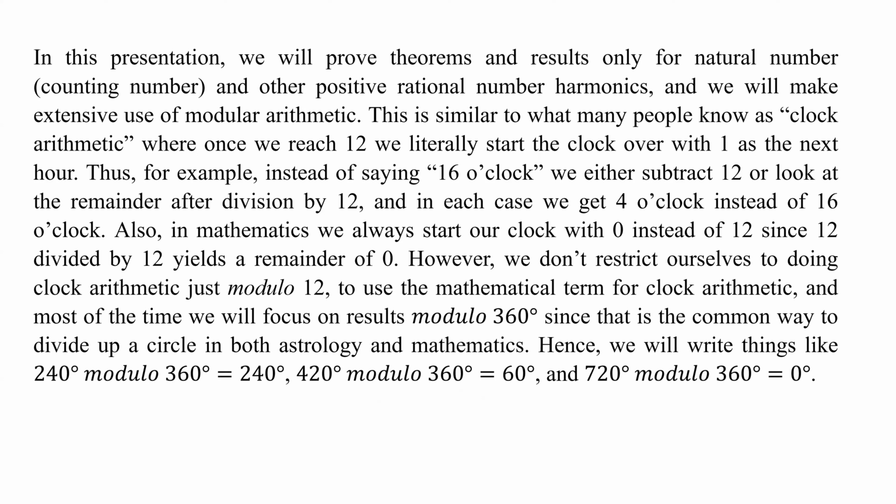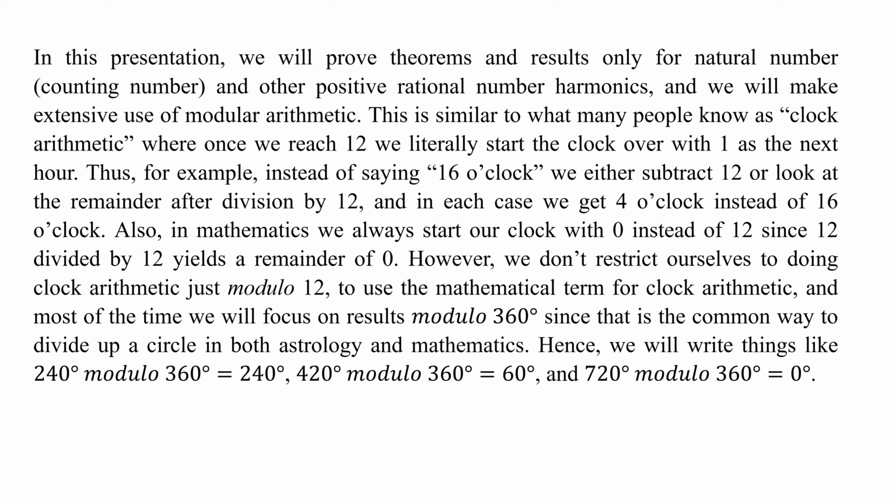This is similar to what many people know as clock arithmetic, where once we reach 12, we literally start the clock over with 1 as the next hour. Thus, for example, instead of saying 16 o'clock, we either subtract 12 or look at the remainder after division by 12. And in each case, we get 4 o'clock instead of 16 o'clock. Also, in mathematics, we always start our clock with 0 instead of 12, since 12 divided by 12 yields a remainder of 0. However, we don't restrict ourselves to doing clock arithmetic just modulo 12, to use the mathematical term for clock arithmetic.